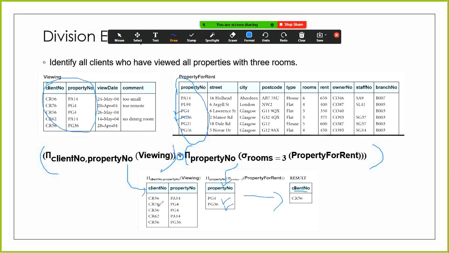Next, we have CR76, it matches with PG4. But we cannot find CR76 with PG36. Then we have this CR62. It doesn't have any matching value with either of these. So we will get only this CR56 because this is the only tuple that matches with every value of this S table. So that's how the division operator works. We consider only that column which is present in R and not in S. And then we select those tuples that match with all the tuples of table S.